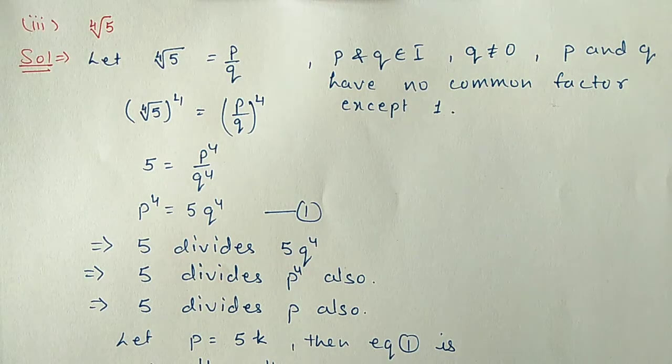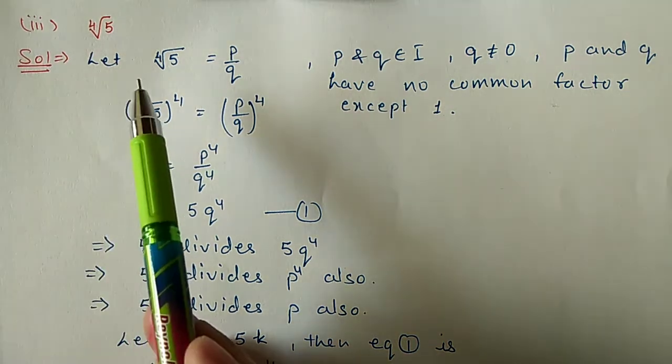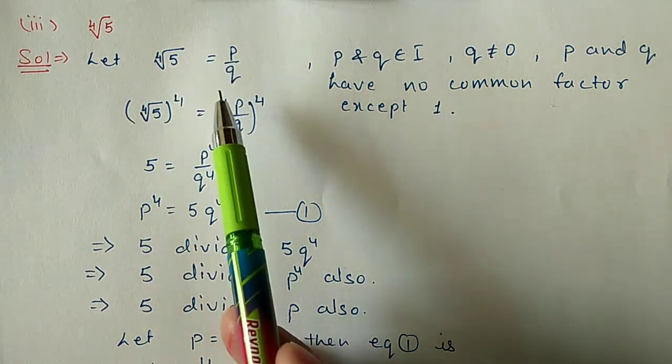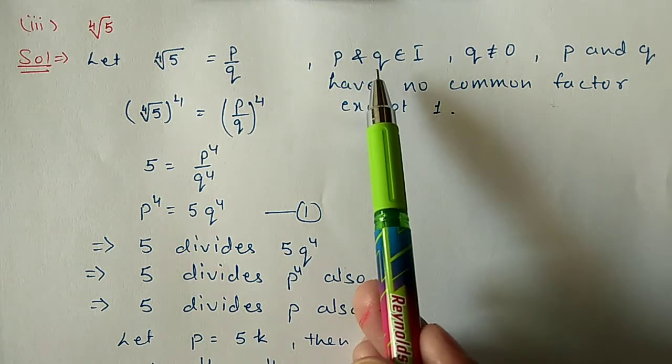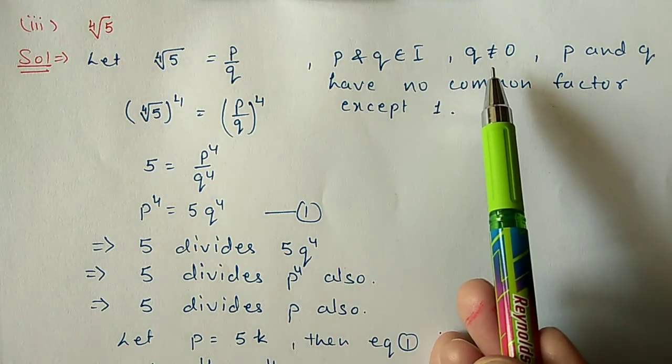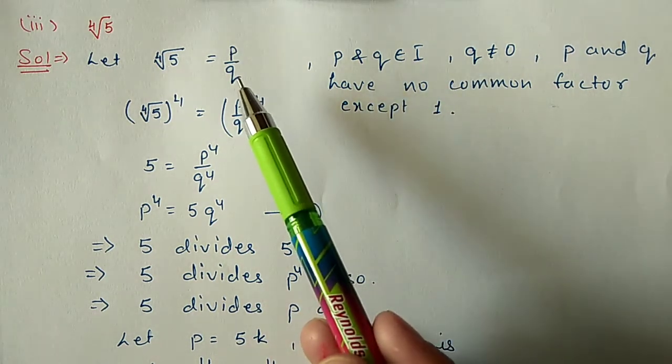Next, third part, fourth root of 5. So we will take the fourth root of 5 is a rational number, p by q, where p and q are integers, q is not equal to 0, and nothing is common in p and q.